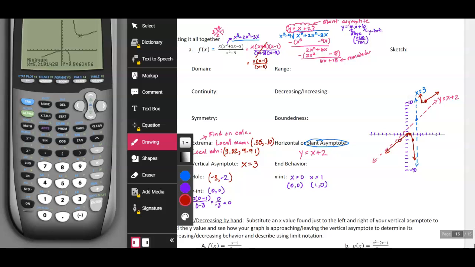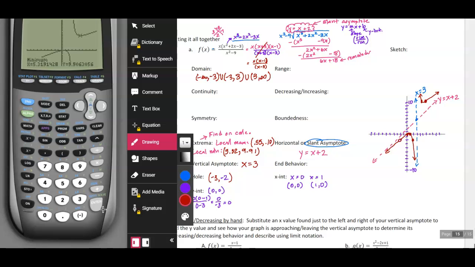So why don't we go ahead and find the domain first. Here, my lowest x value is negative infinity. And I stop at my hole, which has an x value of negative 3. I start back up again on the other side of the hole at negative 3, and I go to my vertical asymptote, which is at 3. And then I start back up again at 3. This is interval notation.